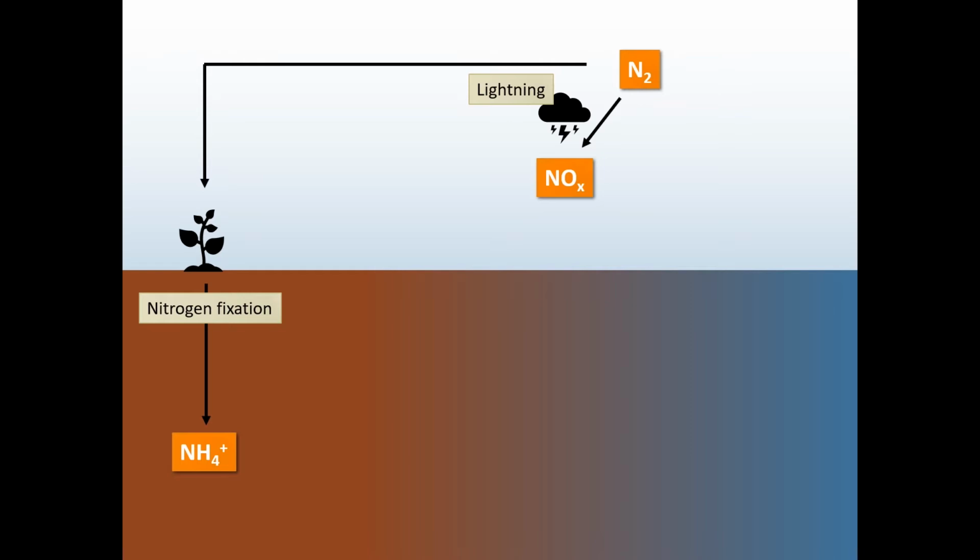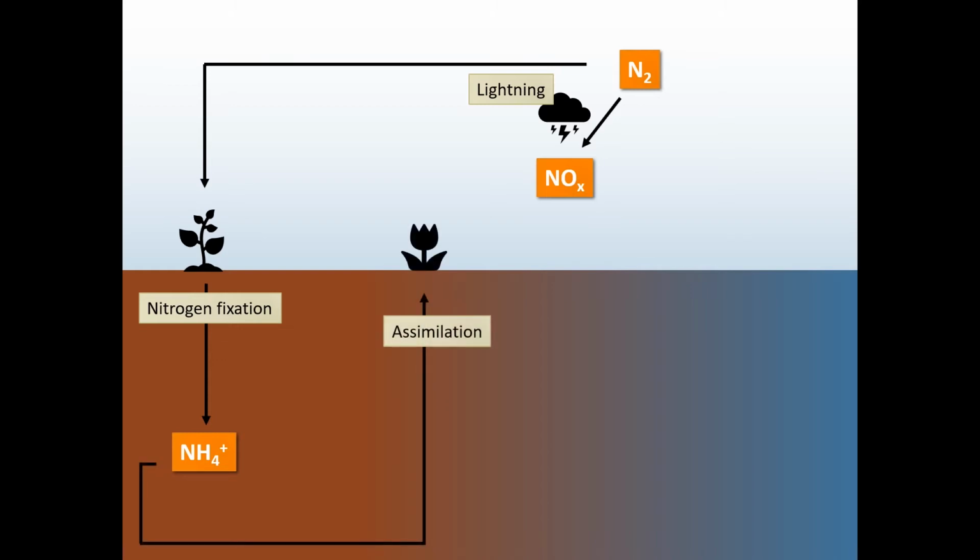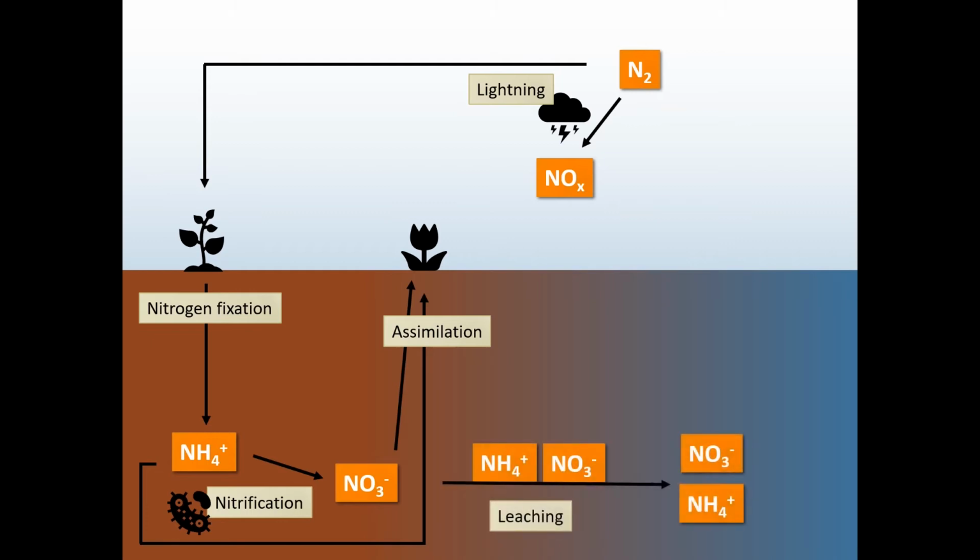Let's see what happens with the ammonium in the soil. Firstly, it serves as a nutrient for plants. Secondly, some bacteria in the soil convert it to nitrate. This process is called nitrification. Loads of things can happen to nitrate. A part of it is taken up by plants as a nutrient. A part of it, together with some of the ammonium, is leaching out from the soil to the natural waters.